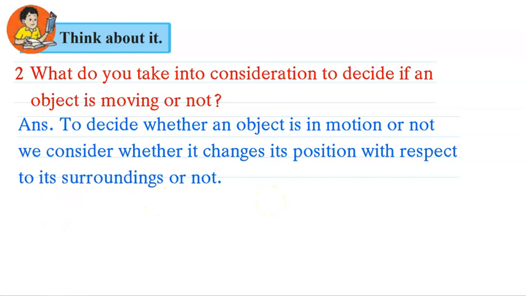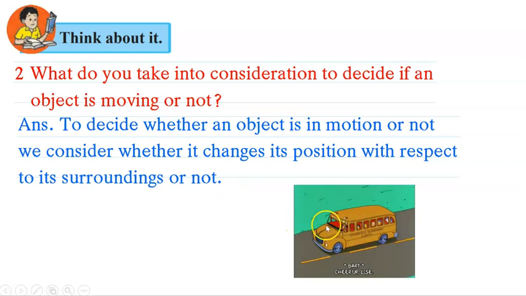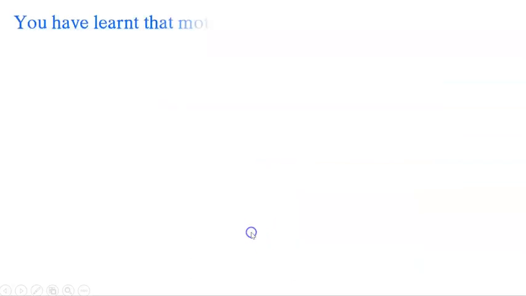If the object changes its position with respect to its surrounding, then it is in motion. If it does not change its position, then we say that that object is not in motion. Okay, now your bus is changing its position with respect to surrounding, therefore it is in motion.